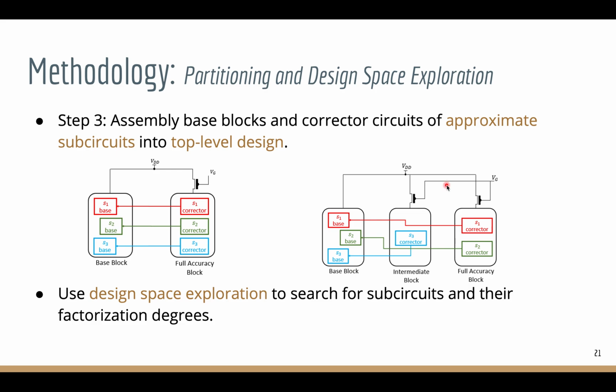However, if additional accuracy levels of top-level design are expected, more intermediate blocks can be created by rearranging the corrector circuit of subcircuits, as this image shows. By these three steps, we break down the practical problem of factorizing a large truth table into the problem of factorizing multiple much smaller ones. To locate the specific subcircuits, a design space exploration method is applied.